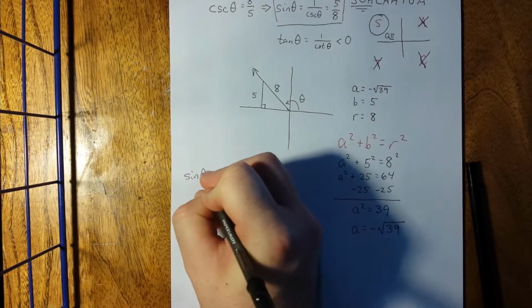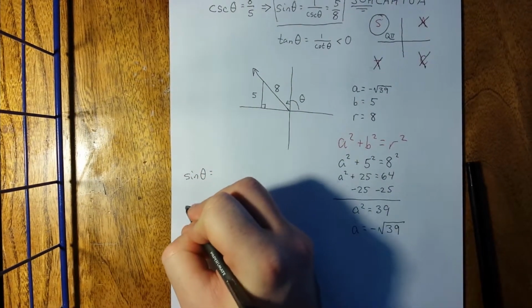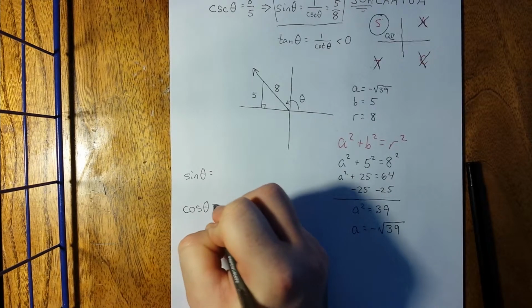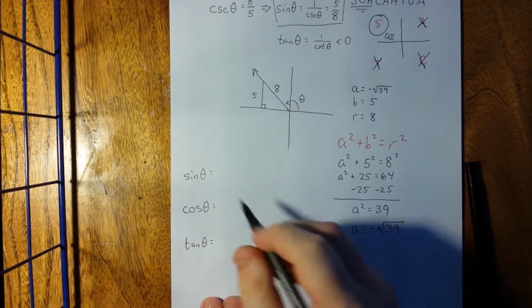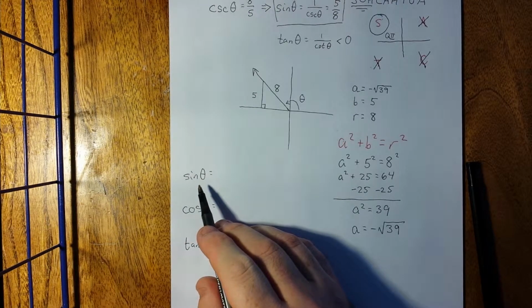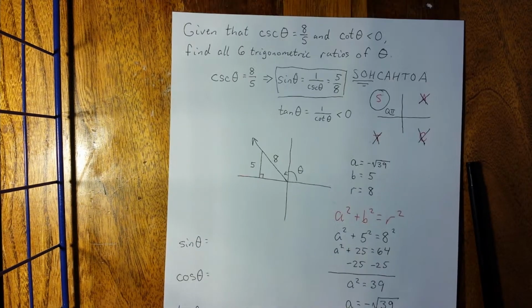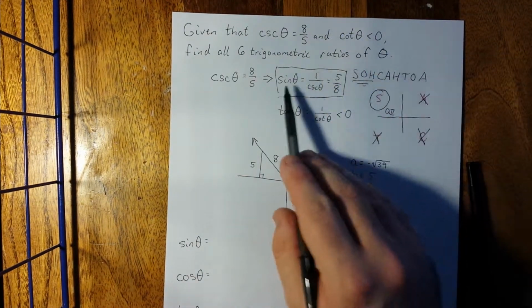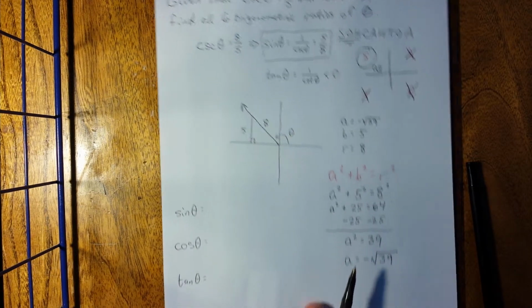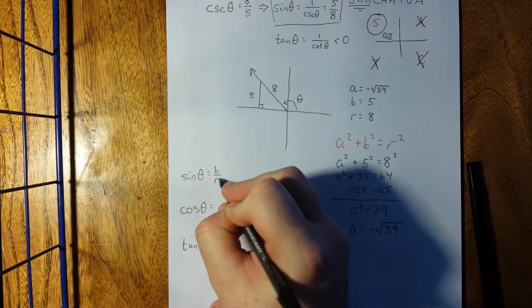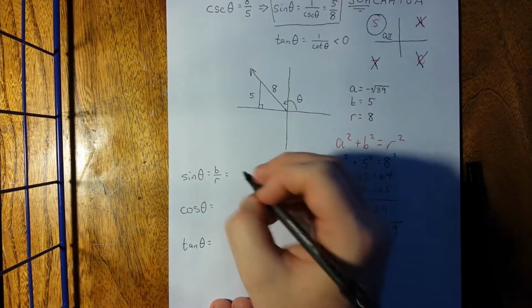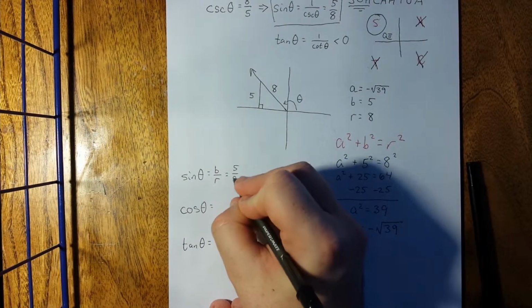Once you have the values of a, b, and r, you can calculate what all 6 of these trigonometric ratios are. And we're going to start with my favorite, the big 3. Sine of theta. Well, we were actually given the cosecant of theta in the problem, so we calculated the sine of theta without too much difficulty. But really, the sine of theta is equal to b over r. b over r we calculated to be 5/8.